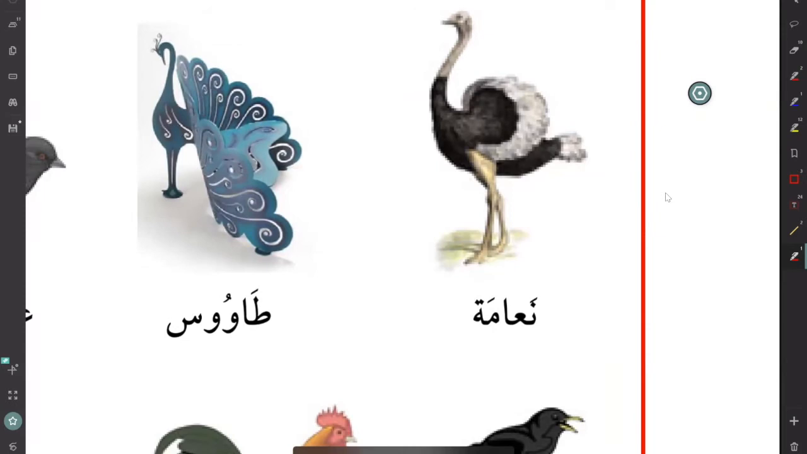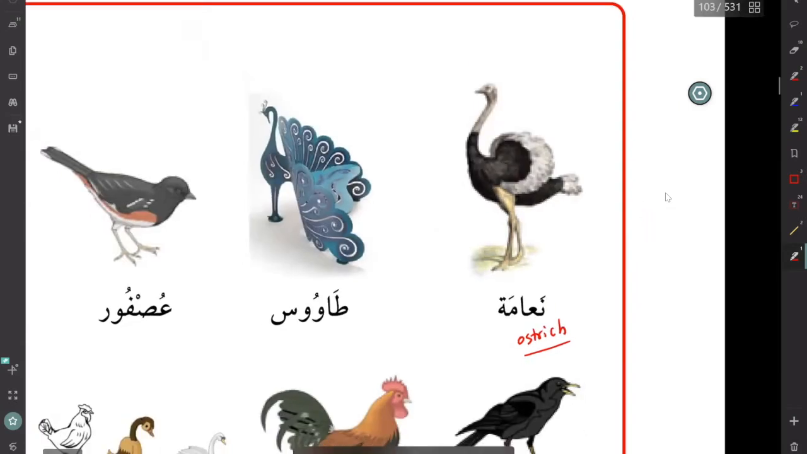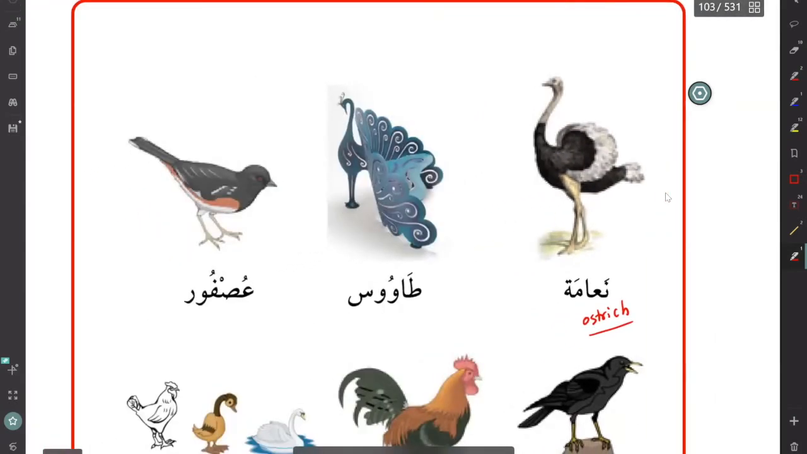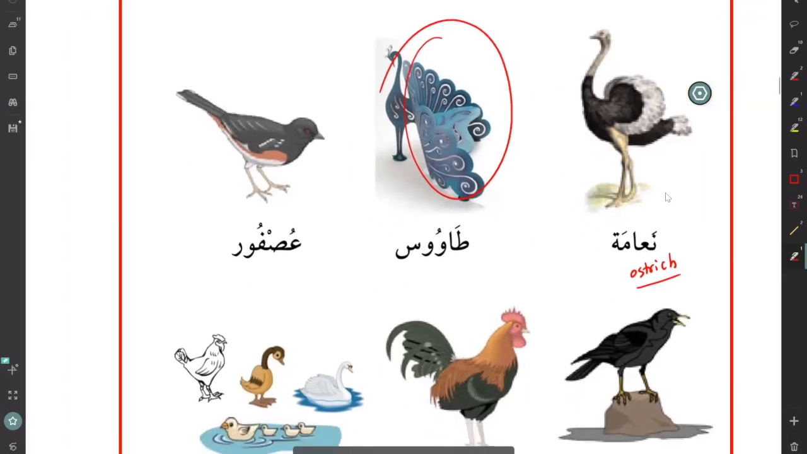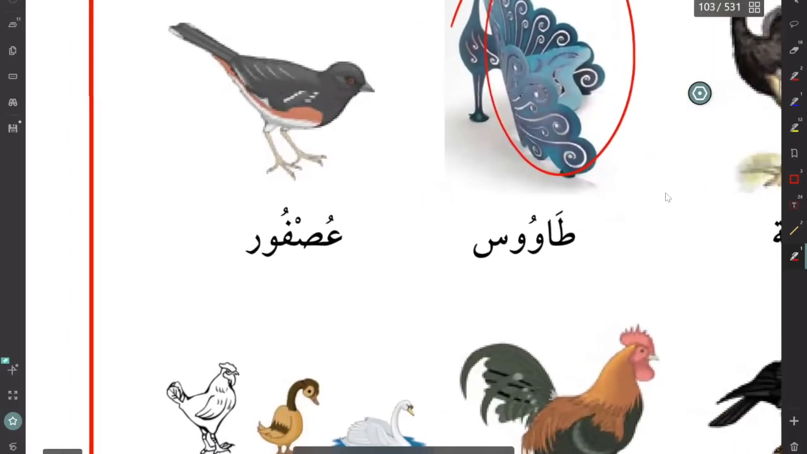Na'ama. Na'ama is ostrich. Ostrich, I think that's how I spell it. Okay, Na'ama is ostrich. And Tawus, of course, you recognize peacock by looking at their feathers, right? Very beautiful bird. Tawus. And we have Usfur.